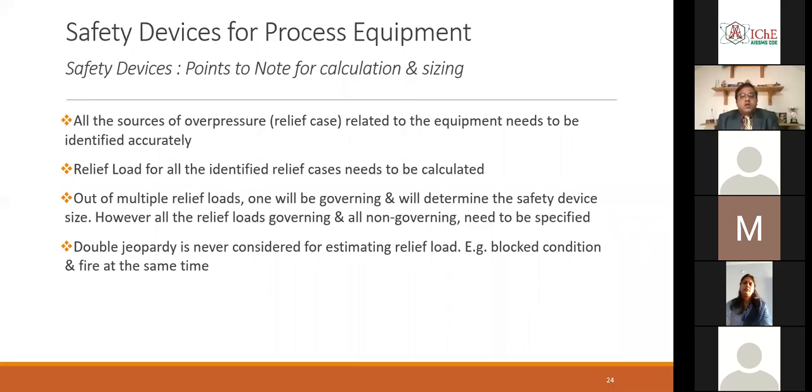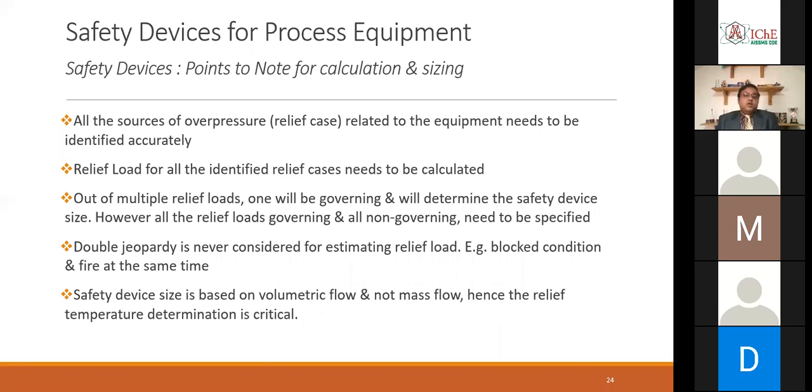Double jeopardy is never considered for estimating a relief load. Like you consider my system is blocked, and at the same time there is fire. No, I will not consider it like that. It is a convention that two failures at the same time are never considered. Like I have a power failure which gives me 2 tons of relief load, and at the same time there is fire which gives me another 3 tons of relief load. I will not put a 5-ton capacity PSV. I will put a 3-ton capacity PSV corresponding to the higher of the relief loads. Like this.